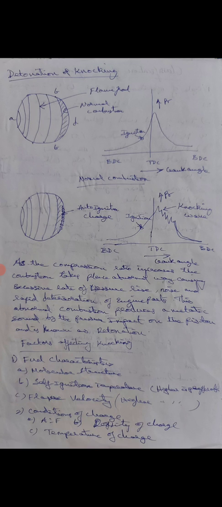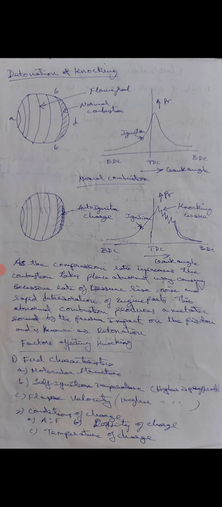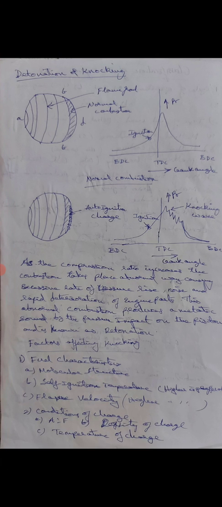Next, the flame velocity. Here higher flame velocity is preferable rather than low flame velocity. Next we have conditions for charge, that is the air fuel ratio. There should be the exact air fuel ratio. And next, the density of the charge is also important. Next, the temperature of the charge, in the sense the air fuel mixture. These are some of the factors we have to consider in order to avoid detonation and knocking.